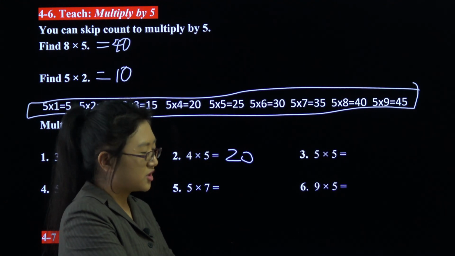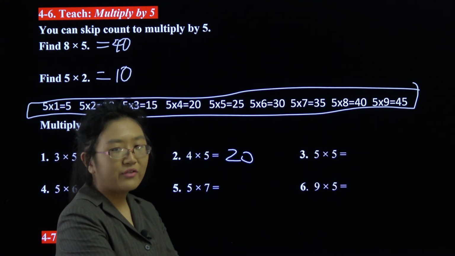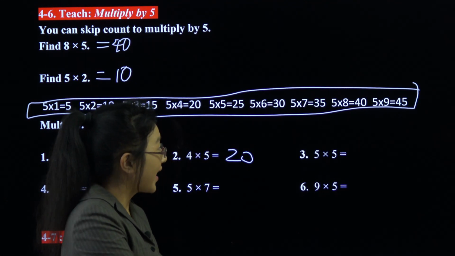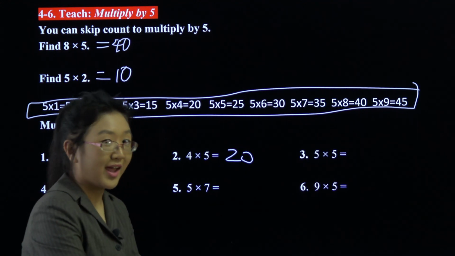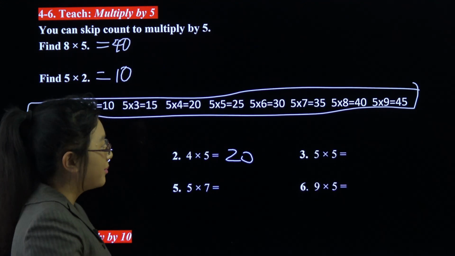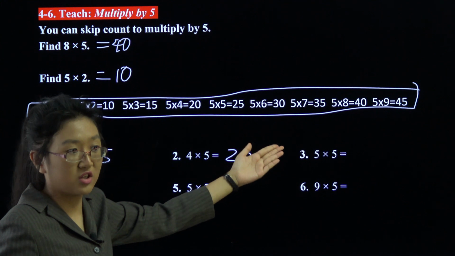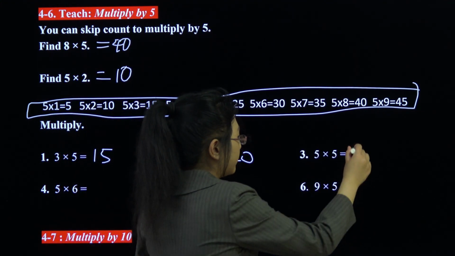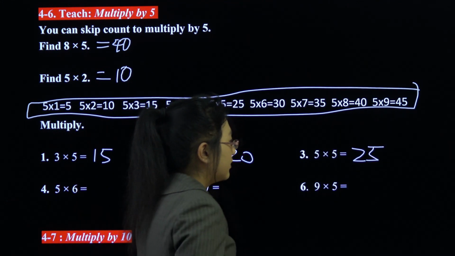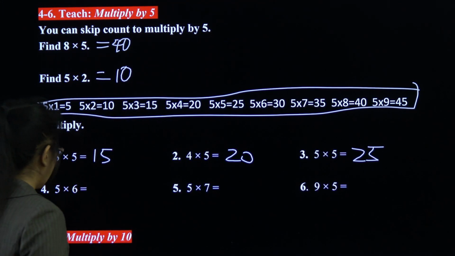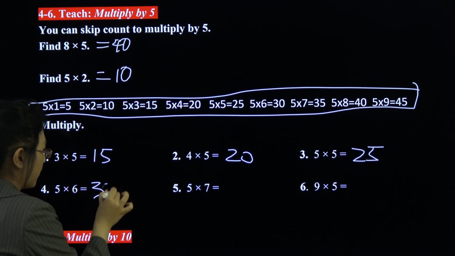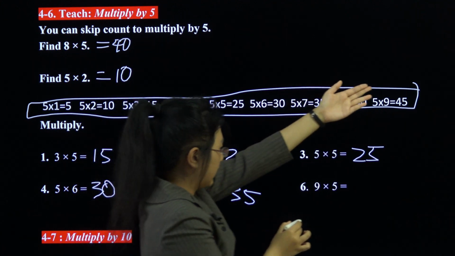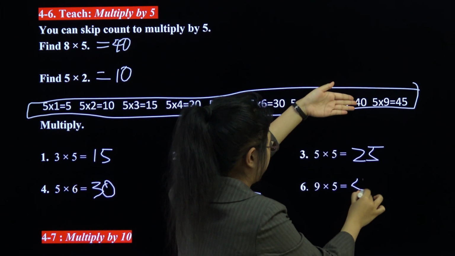Once you get into double-digit multiplication, you have to use vertical form, and when you are using vertical form, you have to know your basics. In multiplication, the basics is your multiplication table, or times table. 5 times 5, 25. 5 times 6, 30. 5 times 7, 35. 9 times 5, 45.